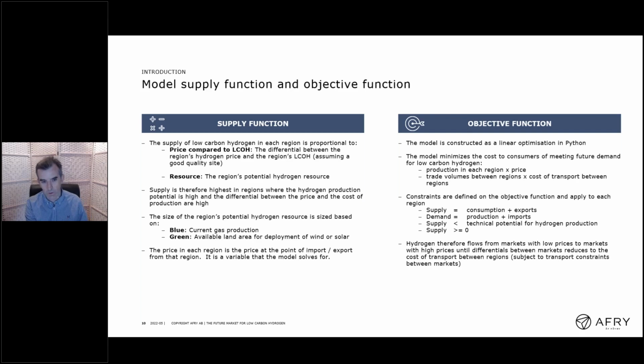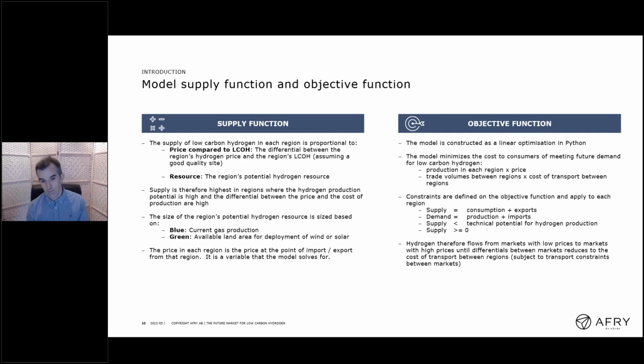And then the second important component is the resource. A country might have a very good LCOH, but not have the land area to develop the renewables to supply the electrolysis. So we have developed assumptions on how much resource each region has to produce low carbon hydrogen. So supply is obviously higher in regions which have more resource. That is the broad structure of the supply function.